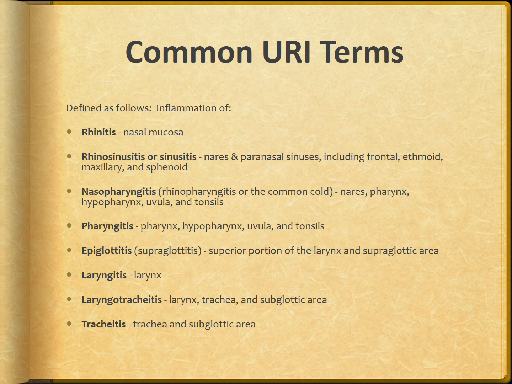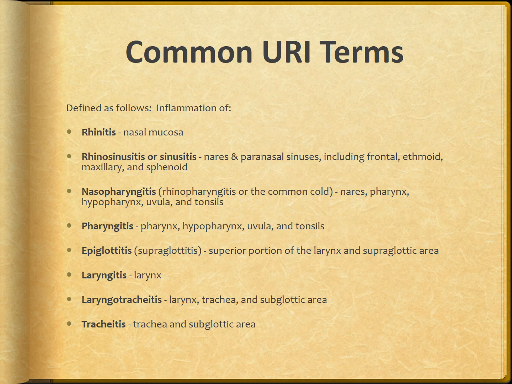These are common upper respiratory infection terms that we use. So rhinitis is an inflammation of the nasal mucosa. Rhinosinusitis or sinusitis would be your inflammation of the nares or the paranasal sinuses. And these include your frontal sinus, your ethmoid sinus, your maxillary sinus, and sphenoid sinus.